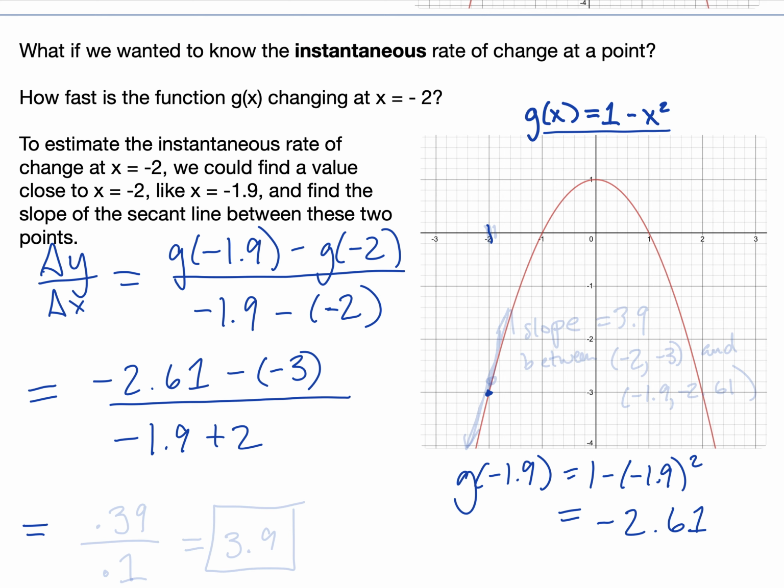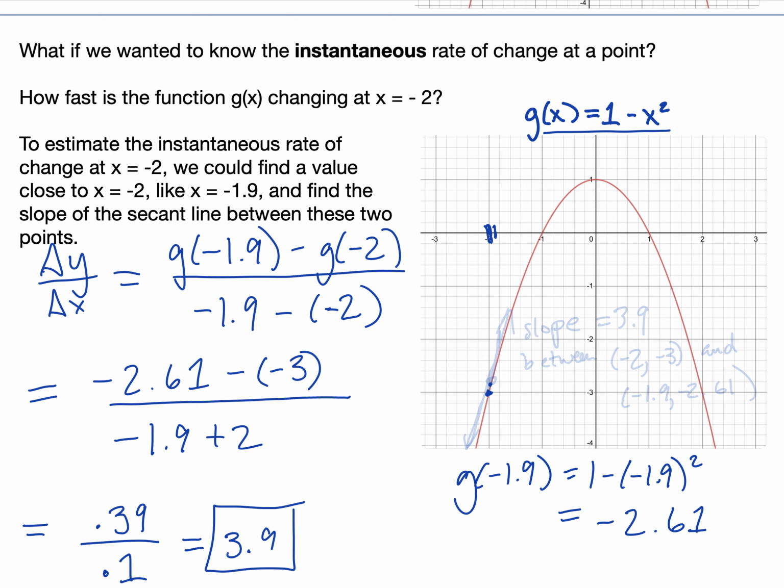That's equal to negative 2.61 plus 3, which is 0.39, divided by negative 1.9 plus 2, which is a positive 0.1. When we divide by 0.1, that's the same as dividing by 1/10, and dividing by a fraction is the same as multiplying by its reciprocal. So that's 0.39 times 10, and that gives us 3.9 for our change in y over change in x, the slope of the secant line between negative 2 and negative 1.9.